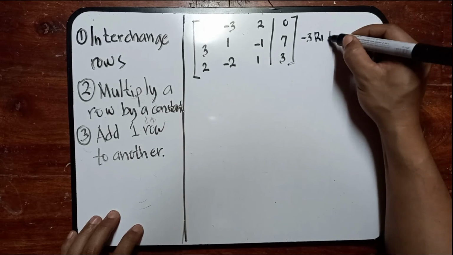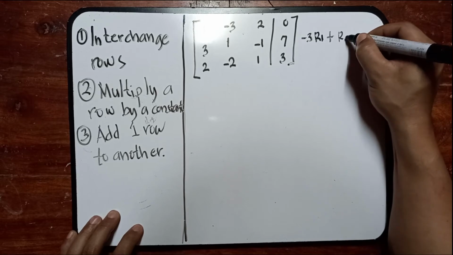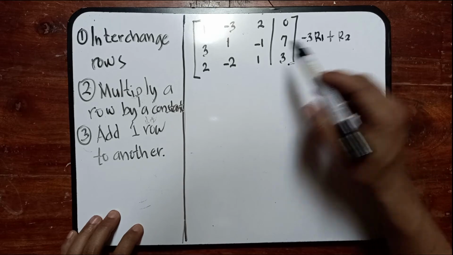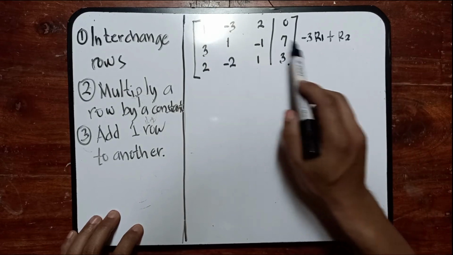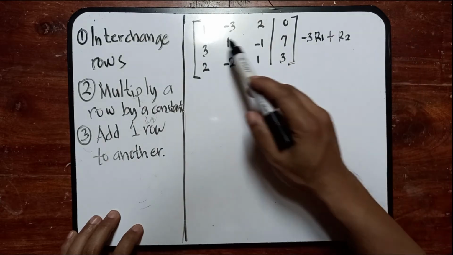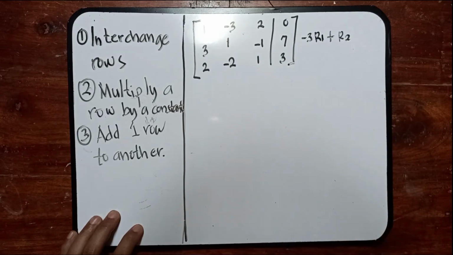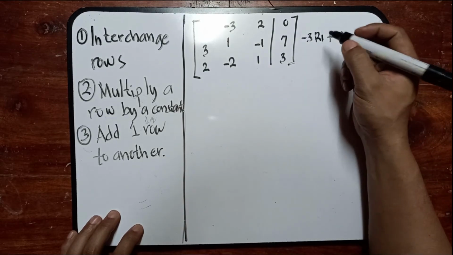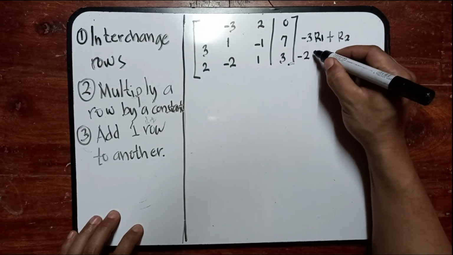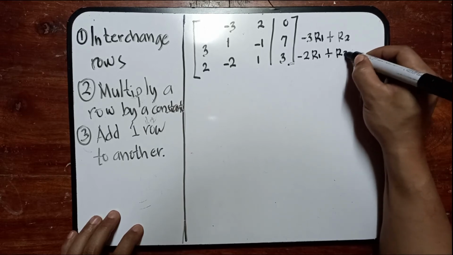And then we add the row 2. So negative 3 times row 1. So negative 3 times 1, negative 3 times negative 3, negative 3 times 2, negative 3 times 0. And all those results will be added to row 2. So this is row 2. And then let's again work with our last row. Let's try having negative 2 here times row 1 plus row 3.